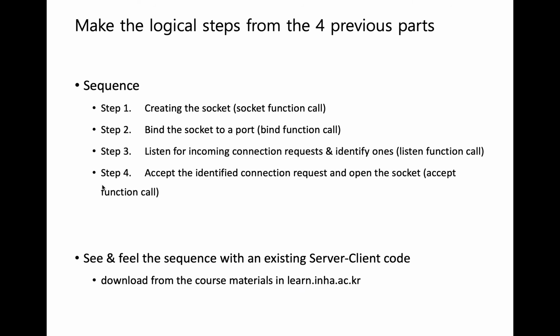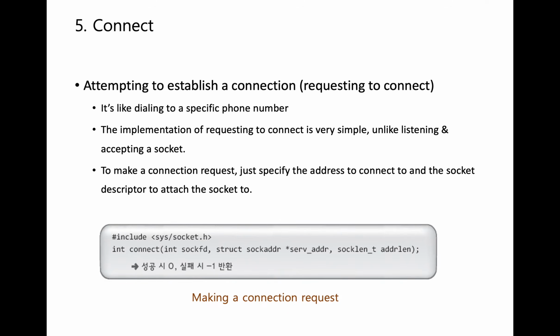So after those 4 steps, the TCP server is already listening and waiting for our connection requests. So the TCP client, all it has to do is create a socket and connect to a specific address. You can understand the connect function call as dialing a specific phone number.